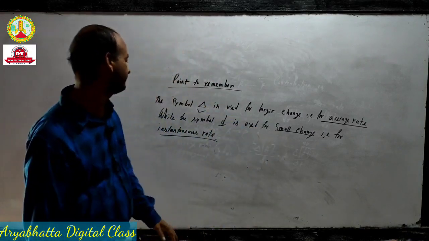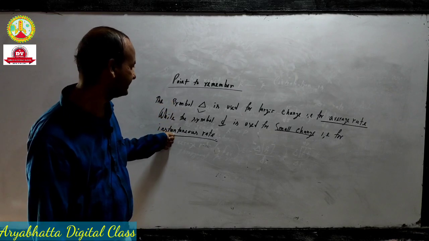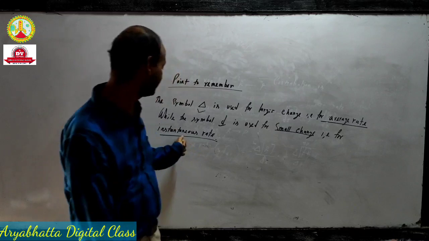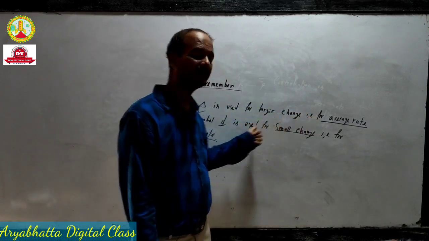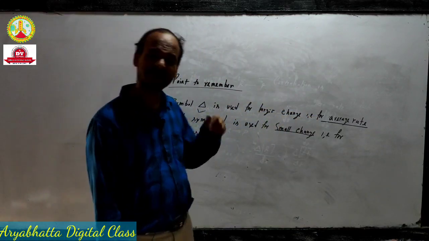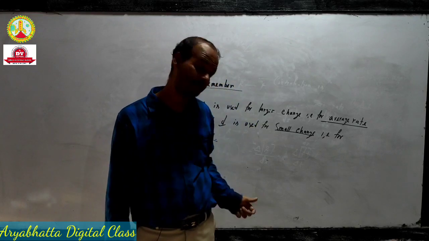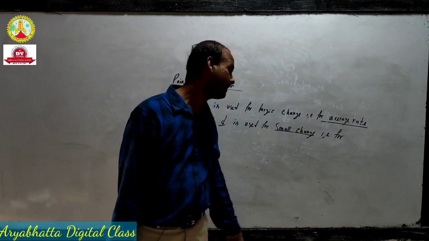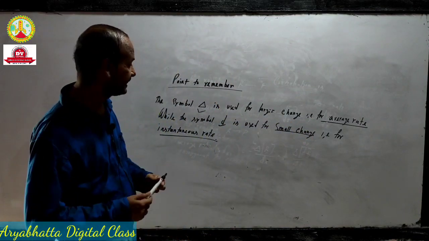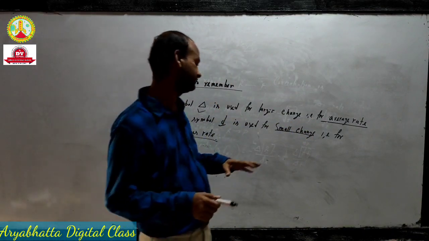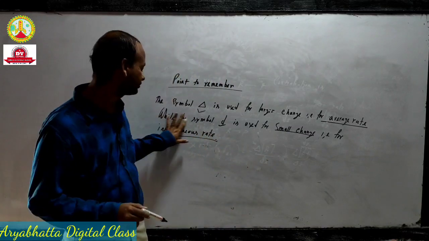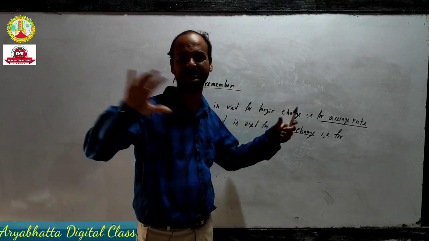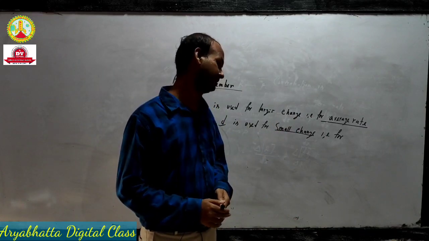And please remember, generally instantaneous rate is more preferred than average rate, because in instantaneous rate you can calculate the rate of a reaction at any particular moment of time, but in the case of average rate generally you cannot. Now in my next class I'll show how to write the expression of instantaneous rate for a chemical reaction. I will discuss that.